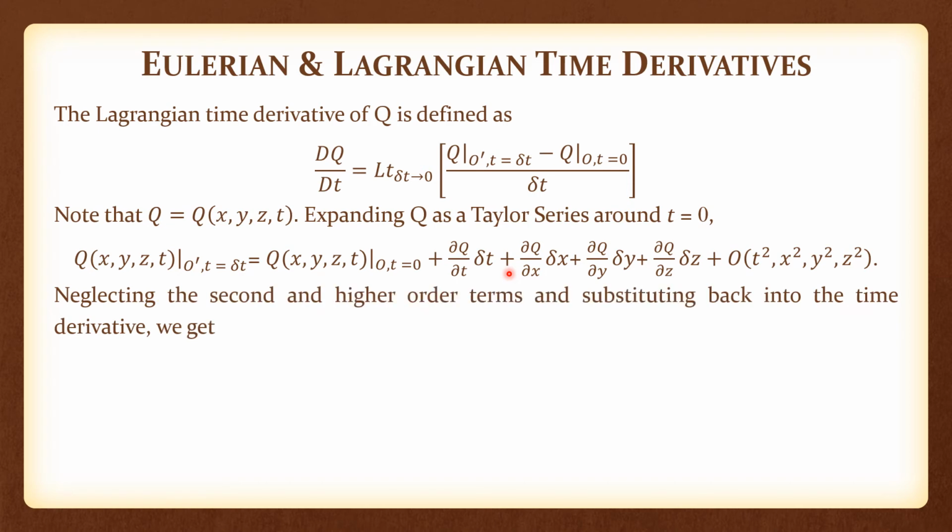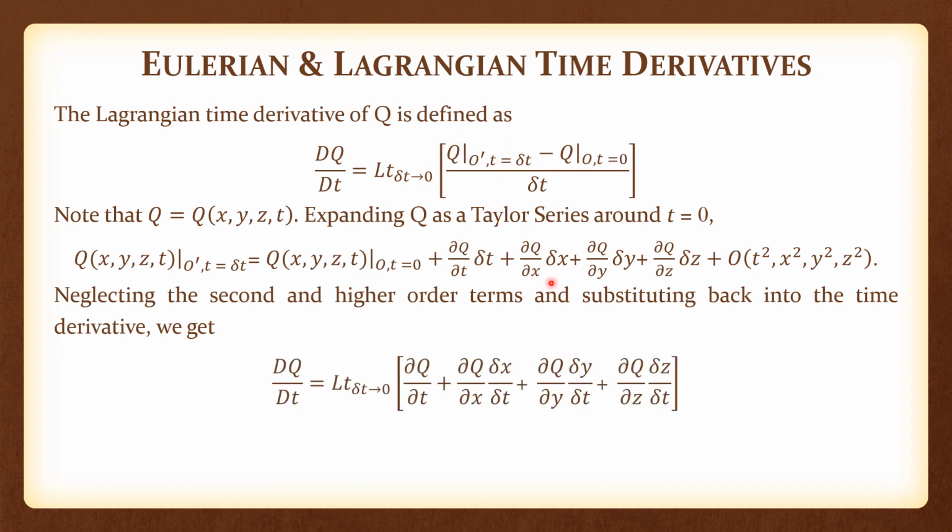Neglecting the higher order terms, second and higher order terms, and substituting this back into this particular time derivative definition, what will we get? We will basically get all these terms will be gone, and then this of course is subtracted here, so that will be gone. So I will have, let us take the first term. I have dou q dou t multiplied by delta t divided by delta t, so that will go off, and then I have dou q dou x multiplied by delta x by delta t, and similarly dou q dou y delta y by delta t, dou q dou z delta z by delta t.